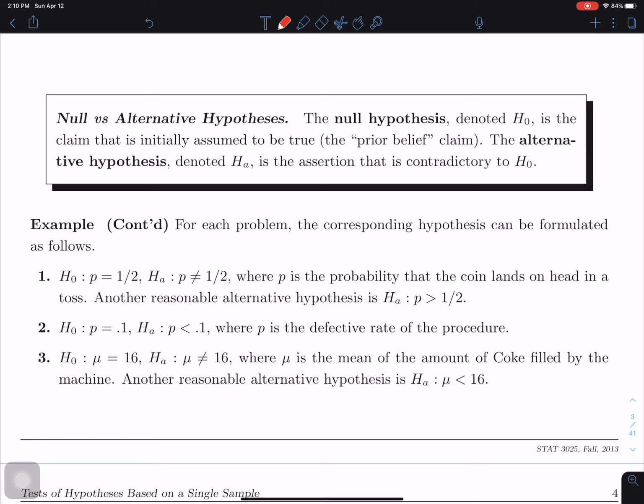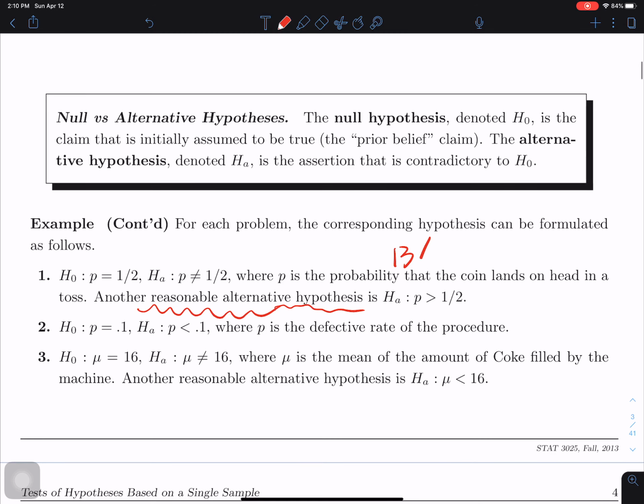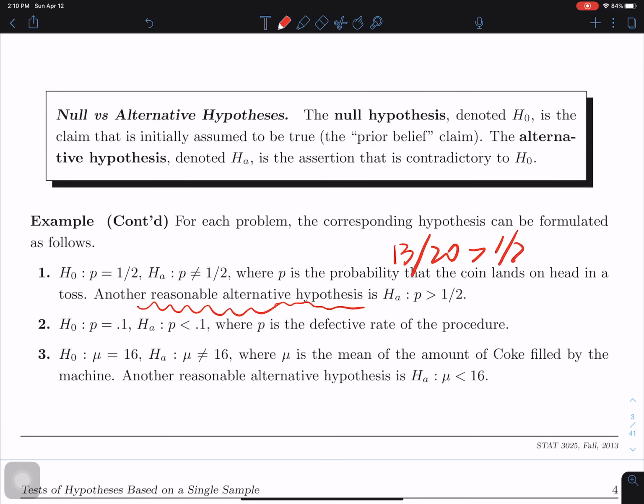And another reasonable alternative hypothesis can be the probability greater than 1/2. So why can we call it a reasonable alternative hypothesis? Because recall 13 of them land on heads out of 20 trials. So this will result in a sample proportion greater than 1/2. So it is reasonable to set our alternative hypothesis to be the true probability of landing on heads is greater than 1/2.